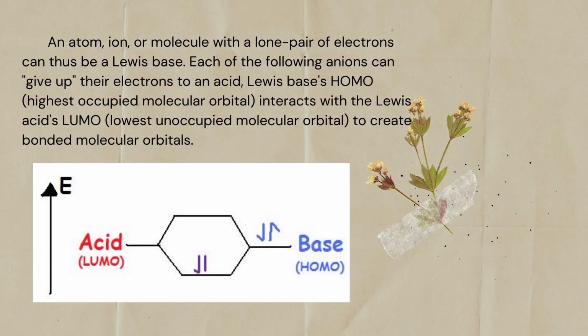An atom, ion, or molecule with a lone pair of electrons can thus be a Lewis base. Each of the following anions can give up their electrons to an acid. The Lewis base's highest occupied molecular orbital interacts with the Lewis acid's lowest unoccupied molecular orbital to create bonded molecular orbitals.